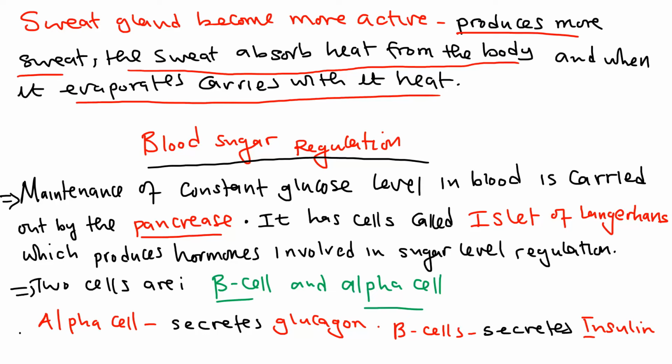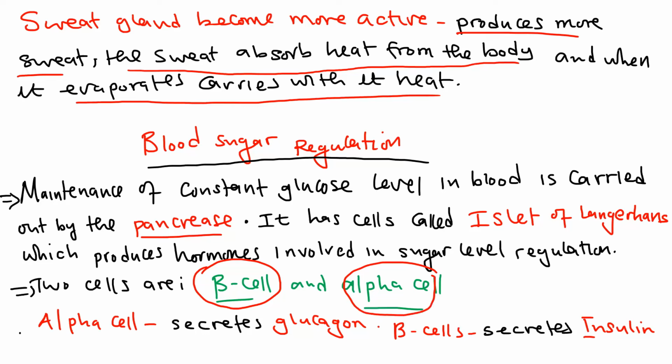And the pancreas has two cells, otherwise known as islets of Langerhans. These two cells are the beta cell and the alpha cell. So what we're saying here is that maintenance of a constant glucose level is carried out by the pancreas. The pancreas releases the cells otherwise known as the islets of Langerhans, and the islets of Langerhans cells are the beta cell and the alpha cell.